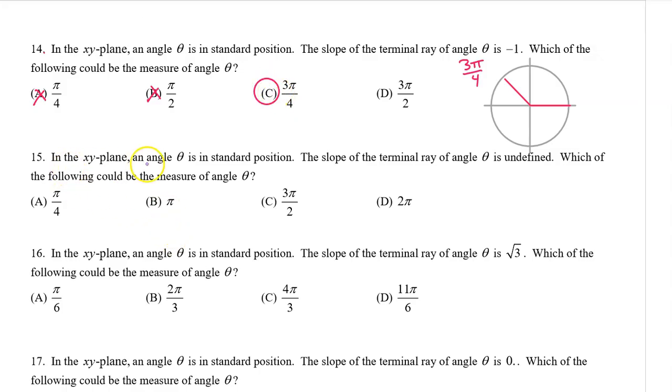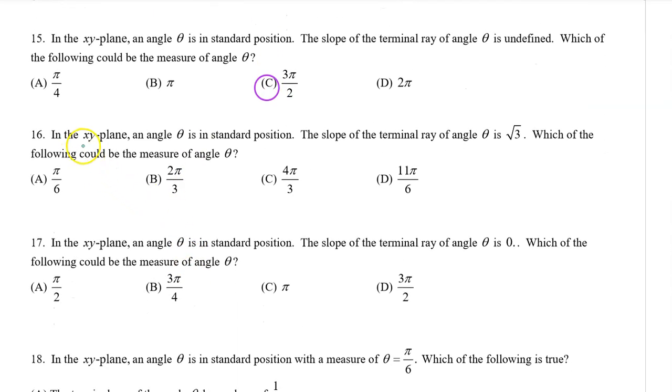Number 15. In the xy plane, an angle theta is in standard position. The slope of the terminal ray of angle theta is undefined. Which of the following could be the measure of angle theta? Since the slope of the terminal ray is undefined, we are looking for the angle that has a vertical terminal side. And 3 pi over 2 has a terminal side that lands right on the y-axis. Because the terminal ray is vertical, the slope will be undefined. So the answer is C.